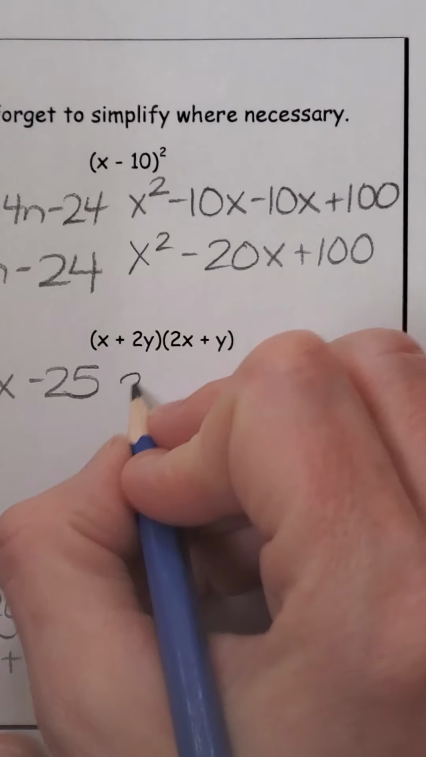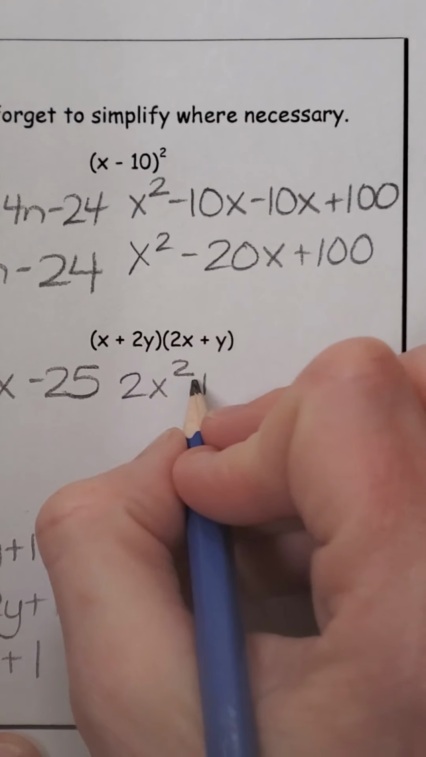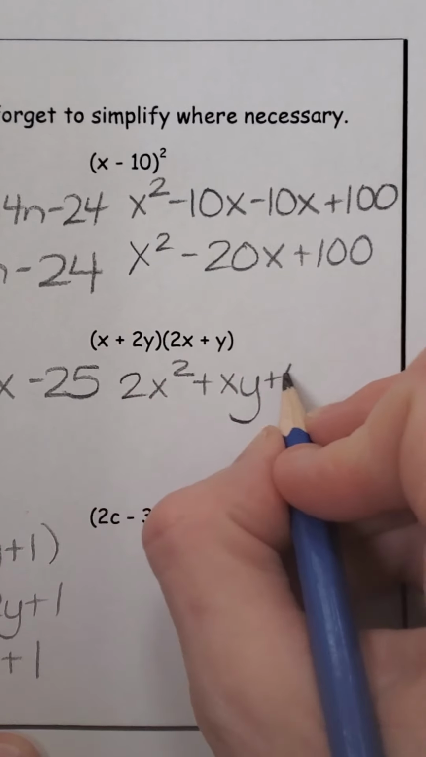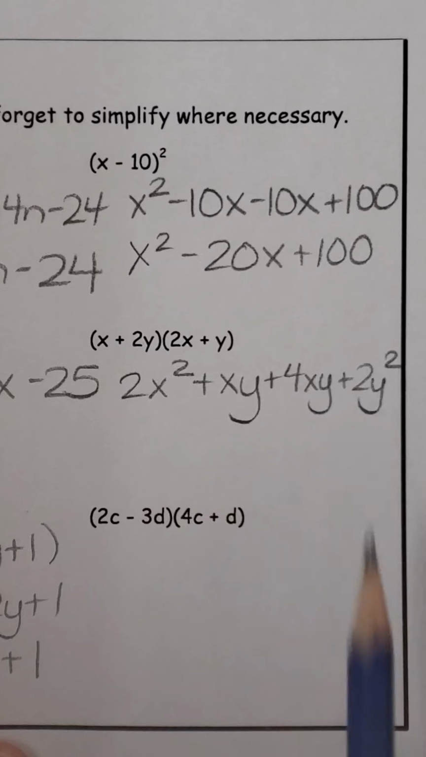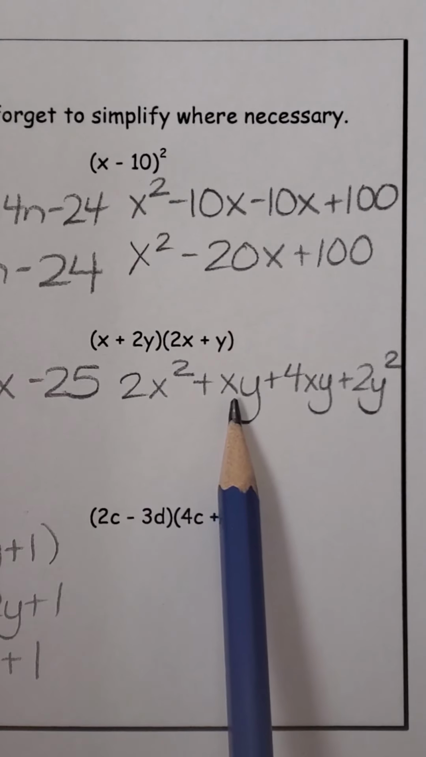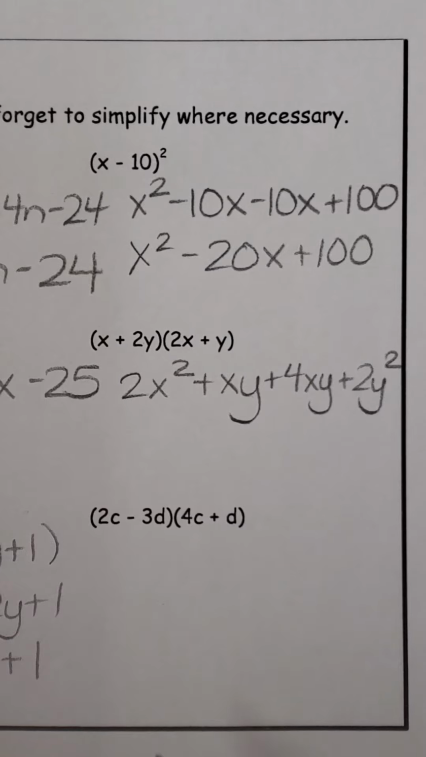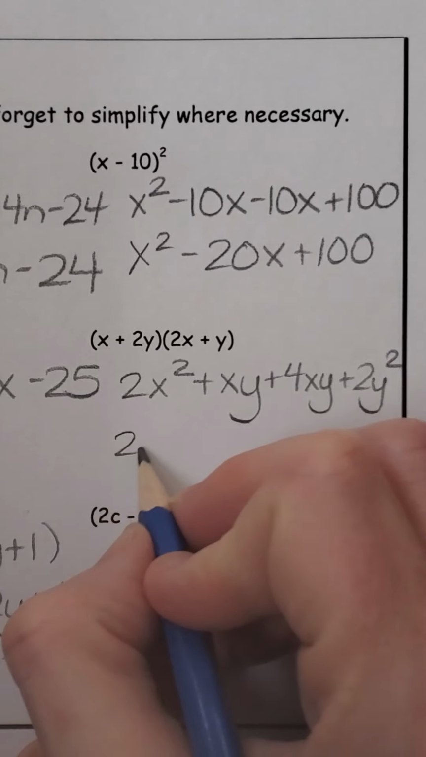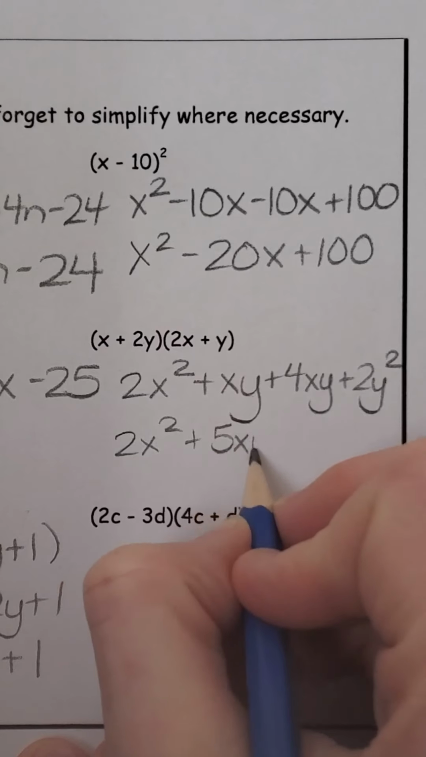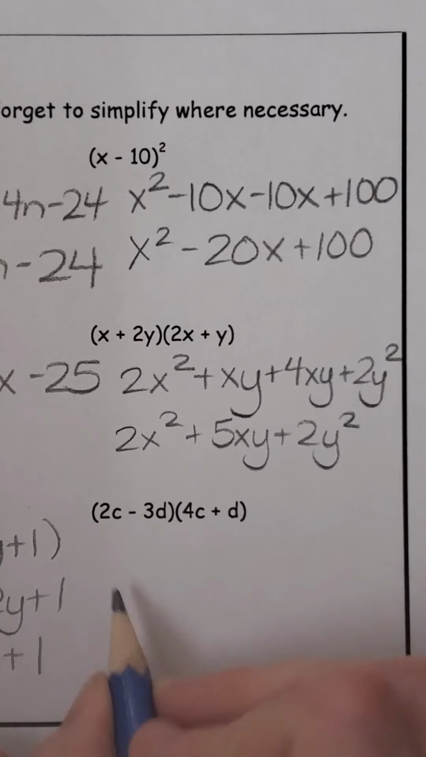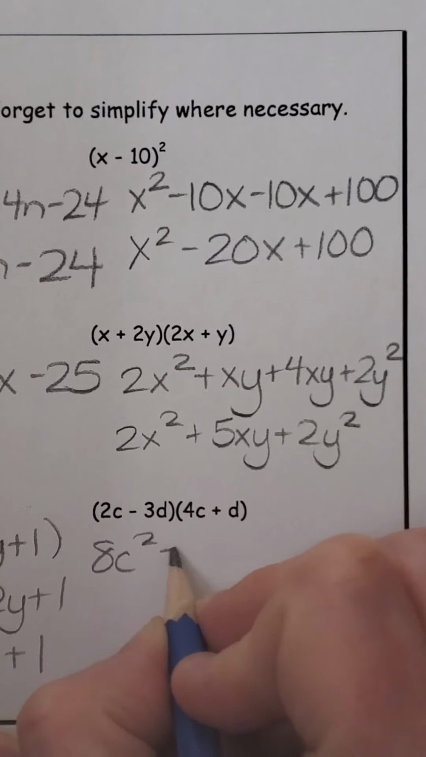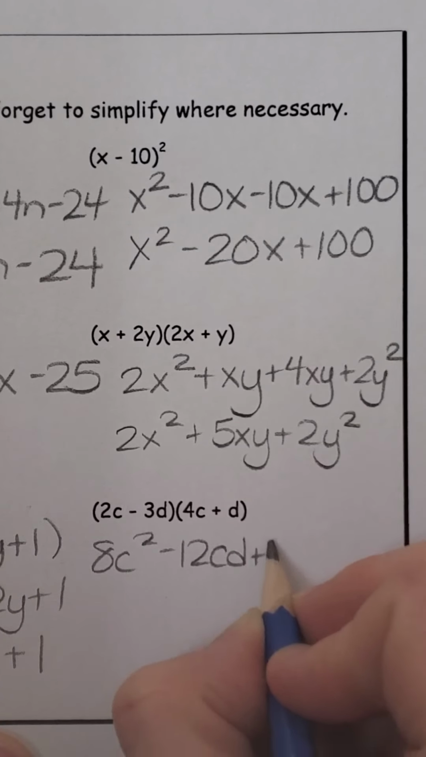So x times 2x is 2x squared plus xy plus 4xy plus 2y squared. Now students sometimes will say, do we have to put them in alphabetical order? Technically you don't, because when we multiply, the order doesn't matter, but you have to recognize you can add xy's with yx's because they're the same variables. So we'll still simplify here. We'll get 2x squared plus 5xy plus 2y squared. And the last one here, 8c squared. Same thing with the alphabetical order.